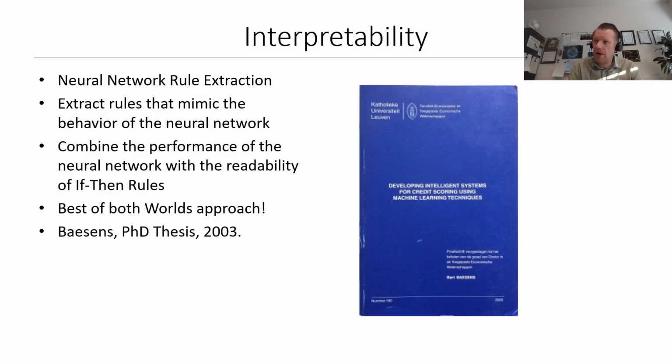So we started off with a very powerful neural network, and we all know that neural networks are universal approximators because they can approximate any function to any desired degree of accuracy over a compact interval. And then we learned a high-performing neural network and tried to extract if-then rules from that. So that way we try to combine the best of both worlds. We try to combine the performance of the neural network with the readability of the if-then rules.